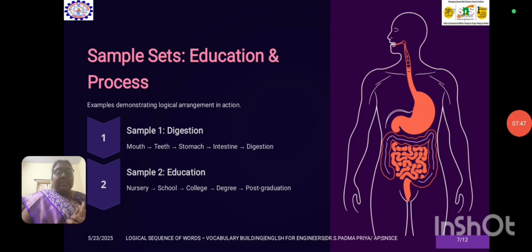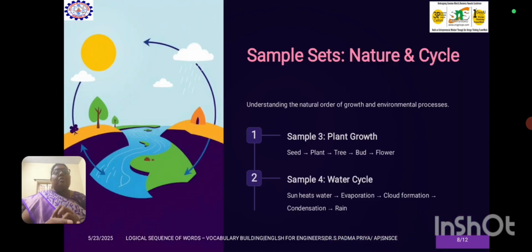So likewise, this is the basic example. When you look into the second example, that is education. Here the word nursery, when you take this education, the first word nursery speaks about your pre-KG kindergarten school, and then it speaks about your school from 1st standard to 12th standard, and then the next step is the college where you receive your degree, and then finally you go for your post-graduation. So likewise, these are a few examples of how sequentially you are taking up the concept or the process.